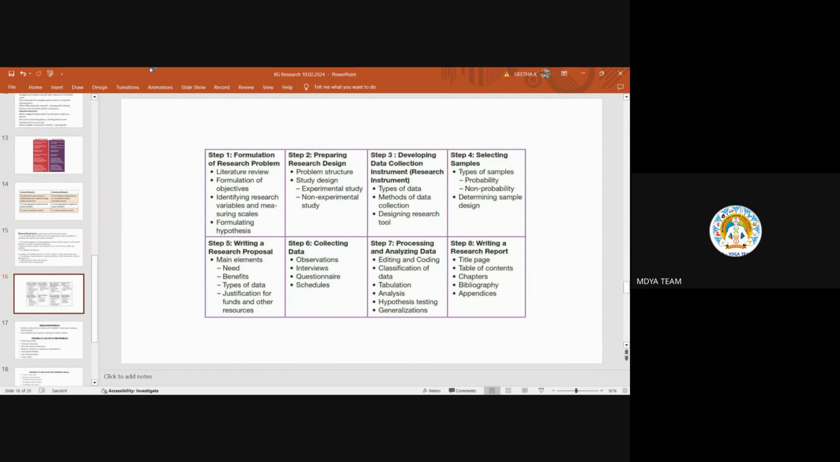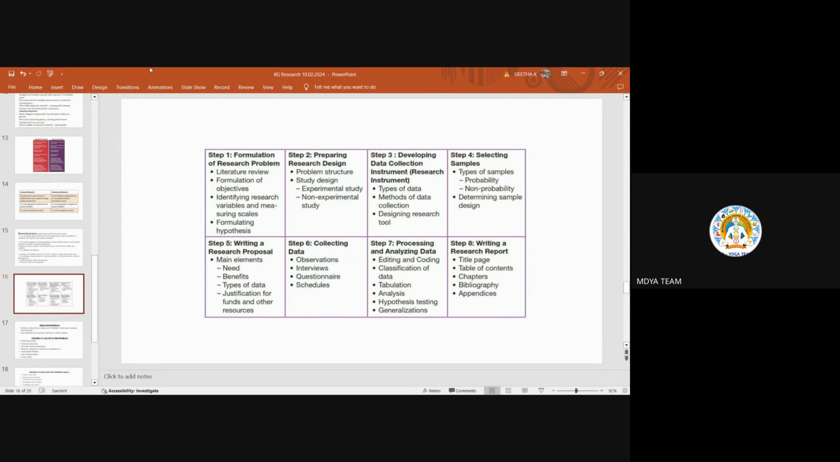A small recap of it. So, formulation of a research problem. This is a very important step. This is basically the foundation for each and every research. So why do we do the research? Why do we start a research? It is based upon the problem that you are going to identify.